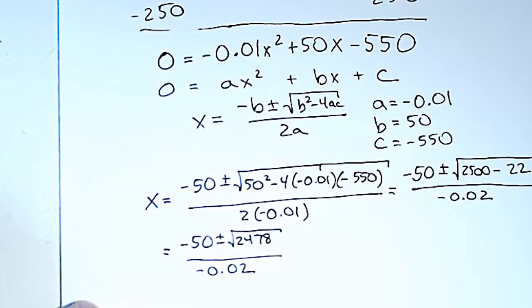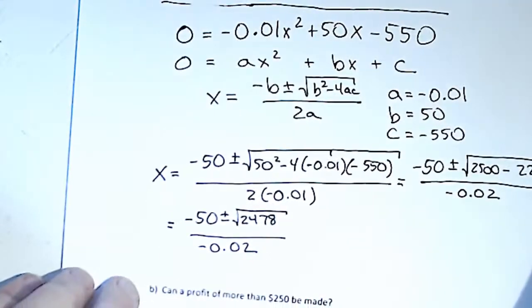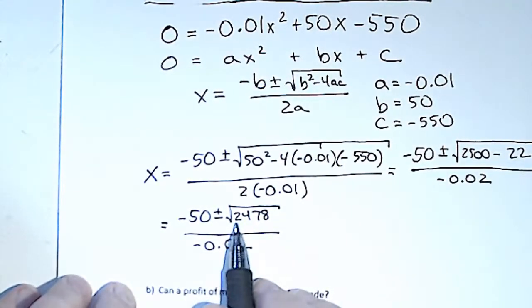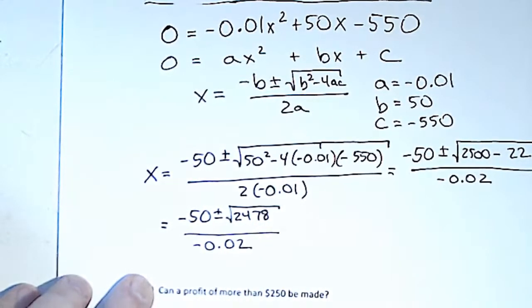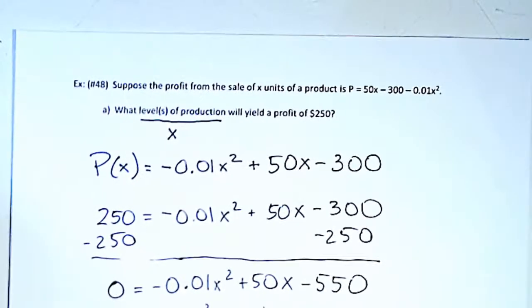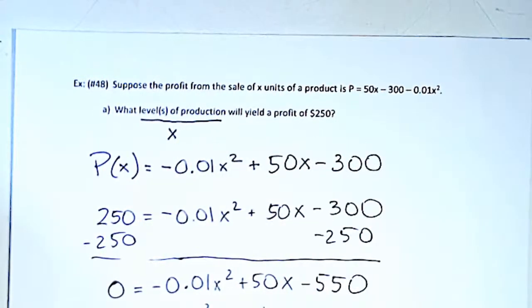I believe 2478 is not a perfect square. It's very, very close to 50, but it's not exactly 50, and this is not nice. So here's where we would have to look to the problem for the rest of the instructions. Now, I took this problem directly out of the book, and as you notice, it doesn't give us any sort of indication about how to approach an answer.